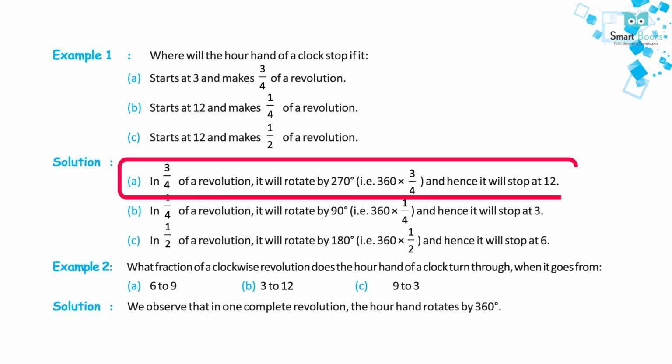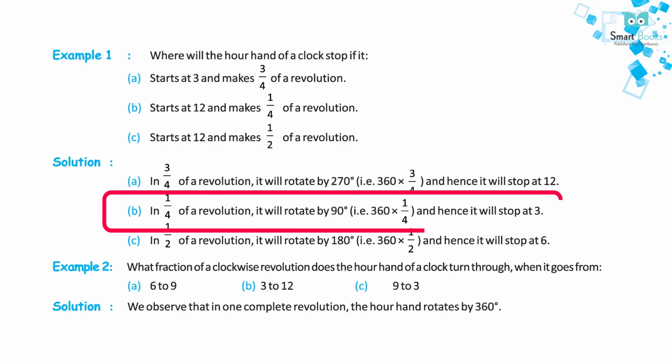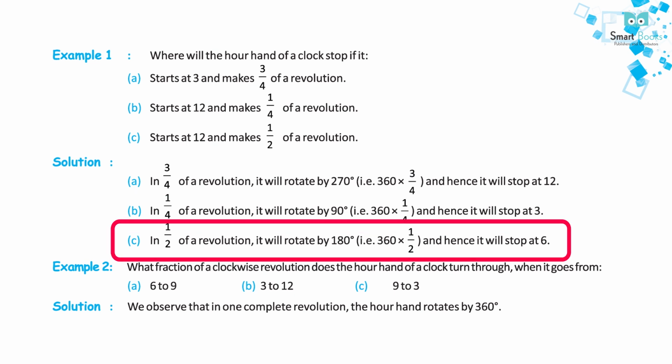Solution. A. In 3/4 of a revolution, it will rotate by 270 degree, 360 into 3/4, and hence it will stop at 12. B. 1/4 of a revolution, it will rotate by 90 degree, 360 into 1/4, and hence it will stop at 3. C. 1/2 of a revolution, it will rotate by 180 degree, 360 into 1/2, and hence it will stop at 6.